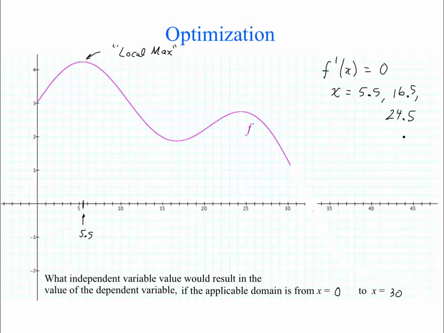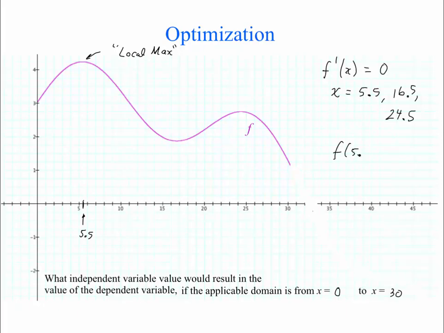We're imagining that we don't have the graph, we have f, and we're starting to do some mathematics to figure out that when x is 5.5, we get the maximum value of f. So what can we do then? I just got 5.5, 16.5, and 24.5. They can't all be the max. How would I figure out which one's the max? Plug it into what? Plug it into the original function and then do what? Look for the largest one, right?